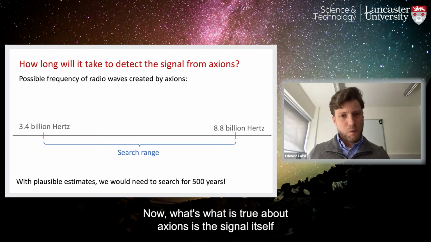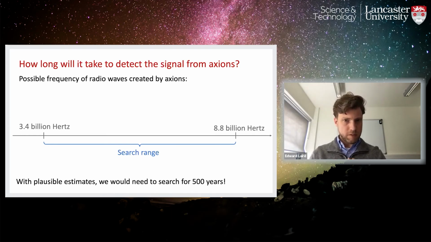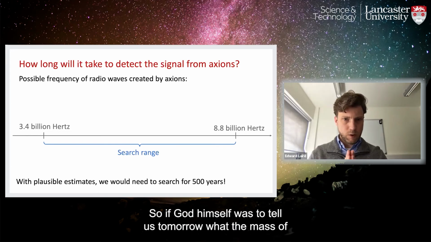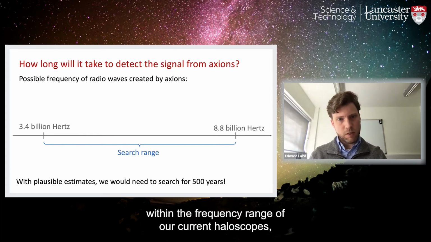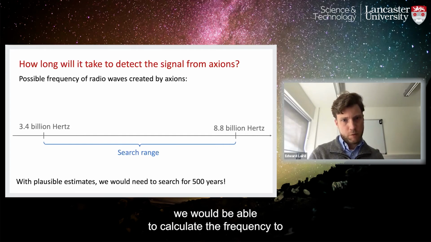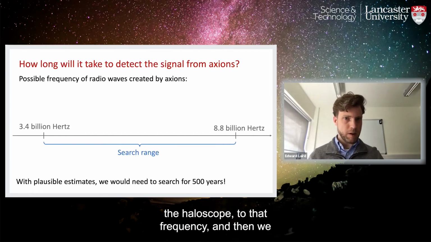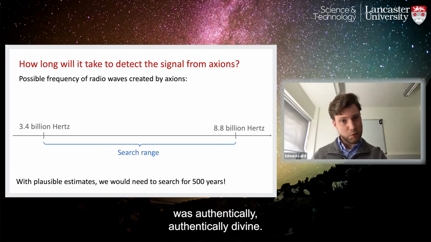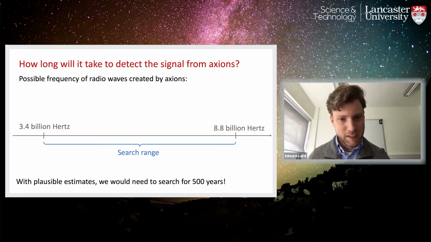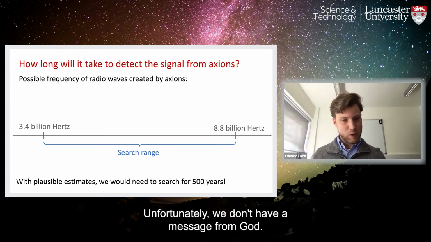Now, what is true about axions is the signal itself is small, but it's not that small. It's something we can detect. So if God himself was to tell us tomorrow that the axion exists and what its mass is, and if it's within the frequency range of our current haloscopes, we would be able to calculate the frequency, tune the haloscope to that frequency, and then we would know in a few minutes whether that message was authentically divine. Unfortunately, we don't have a message from God.